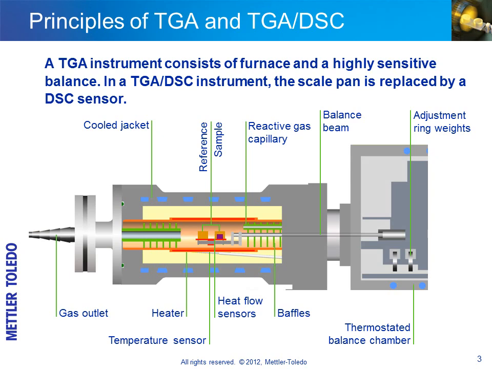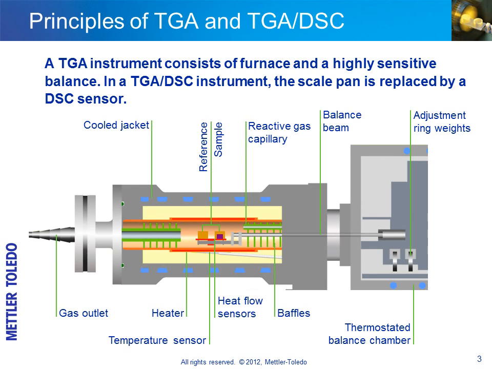We see a schematic view of the TGA DSC-1 instrument. It combines a special furnace, shown in the middle, and a highly sensitive balance on the right. In the TGA DSC-1, the scale pan is replaced by a DSC sensor. The balance cell on the right is thermostated to minimize environmental influences. The balance beam is connected to the TGA DSC sensor. The support for the sample and reference crucibles is located in the middle of the furnace.